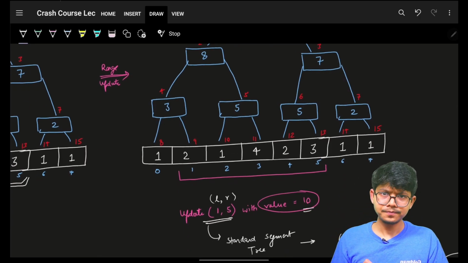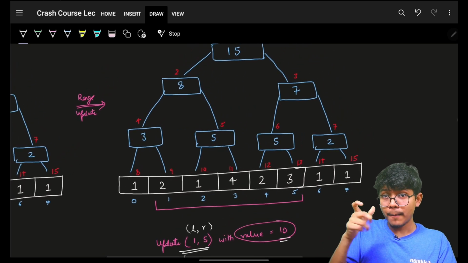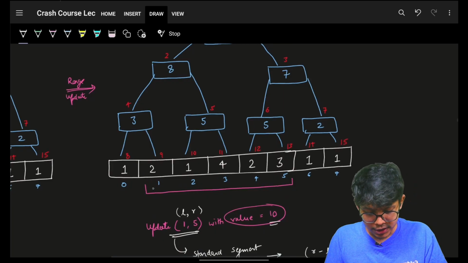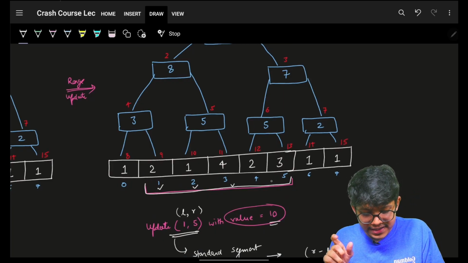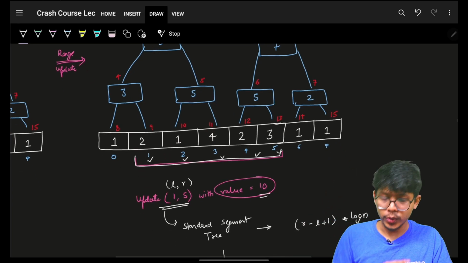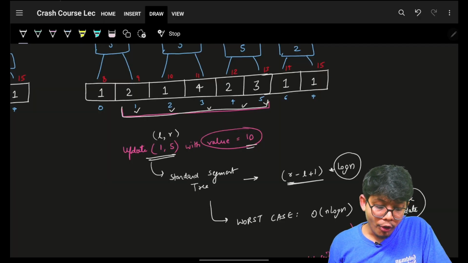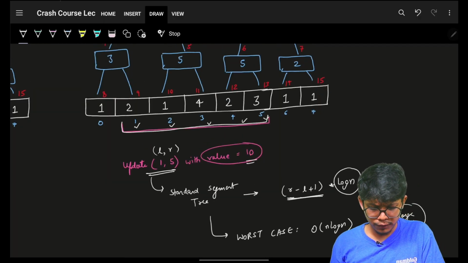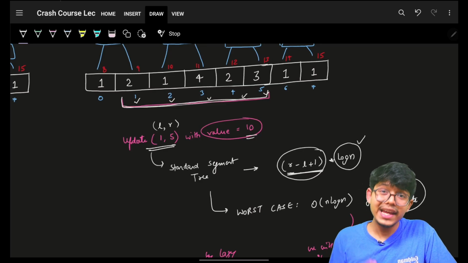of 10. Technically, if you would have applied the above point update approach, then for every point inside this range, you would have done the above update query. That update query takes log n time for every point inside the range. So for me, the range length is 5. So for every 5 points, I will apply a log n update.